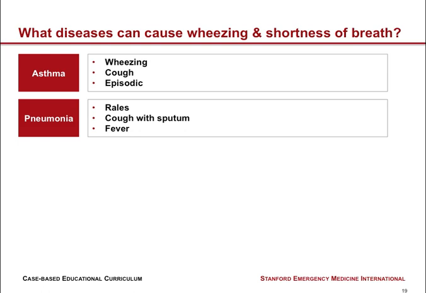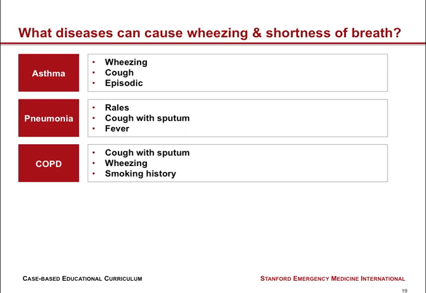It's very distinct and different from wheezing. It actually sounds almost like there's water, or a good description is actually crackles within the lungs. COPD is another disease that we need to consider that presents with shortness of breath as well as wheezing. These patients often have a cough with sputum, and importantly, many have a smoking history.